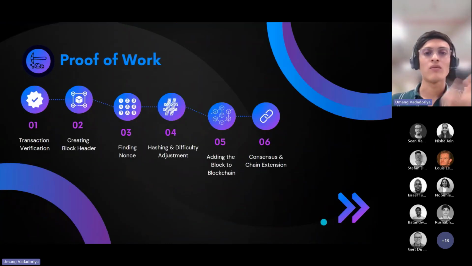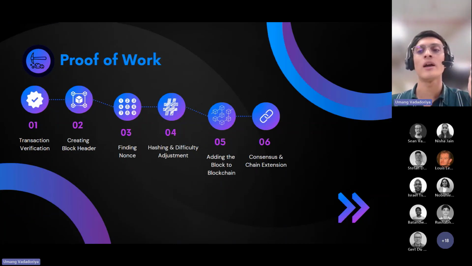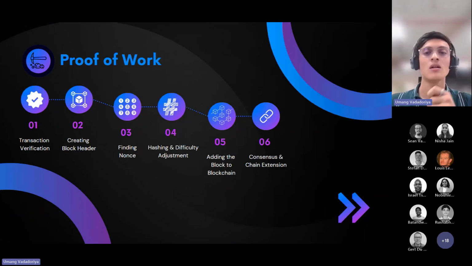So let's start with proof of work. These steps demonstrate how the proof of work consensus mechanism secures and maintains the integrity of the blockchain by requiring miners to invest computational resources in solving cryptographic puzzles, validate transactions, and add new blocks to the chain. So the steps involved in the consensus mechanism are as follows.